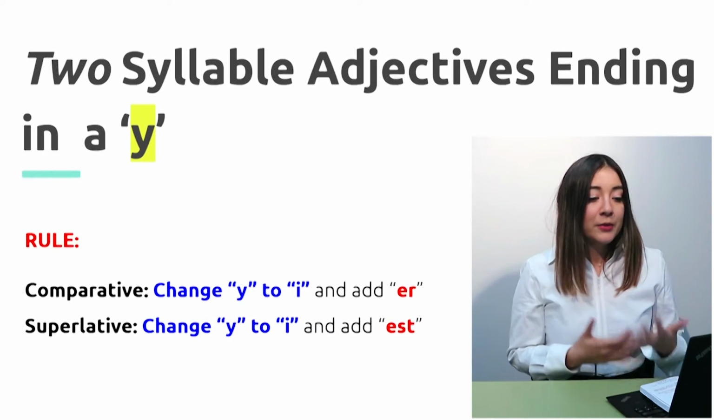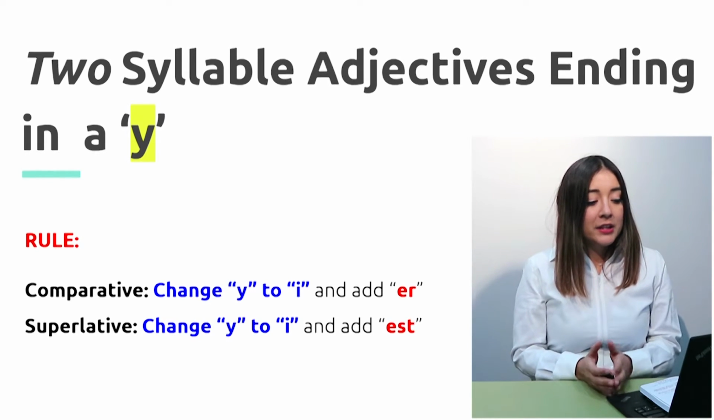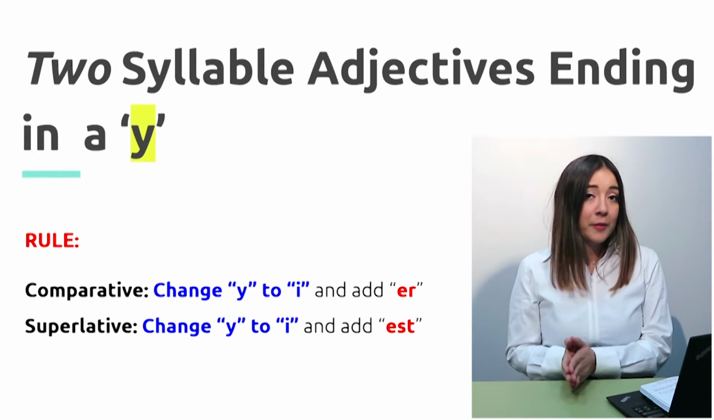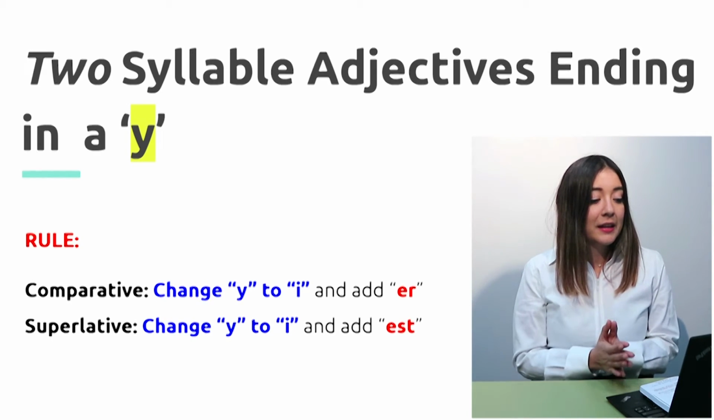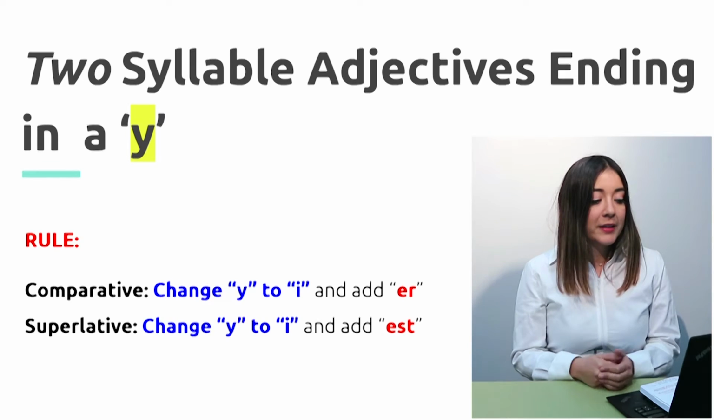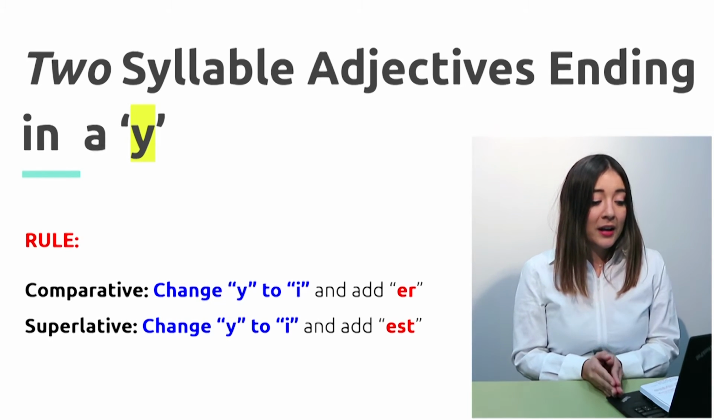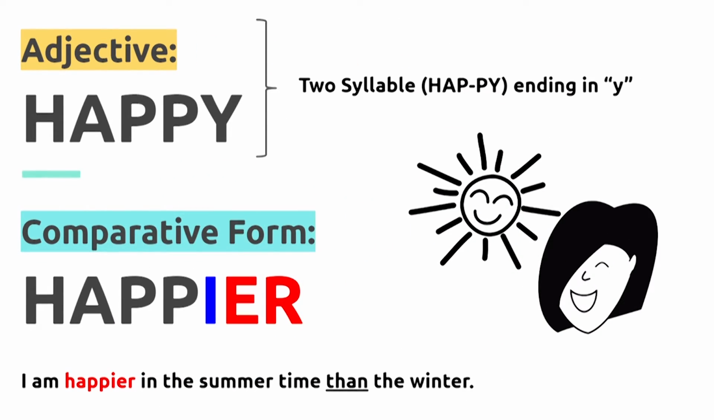Now, when we look at two-syllable adjectives ending in a Y, we change the Y to I and add ER to form the comparative form. If we wanted to take the root adjective and write the superlative form, we would drop the Y, change it to I, and add est. Such is the case with happy. Happy is a two-syllable adjective. It also ends in Y.